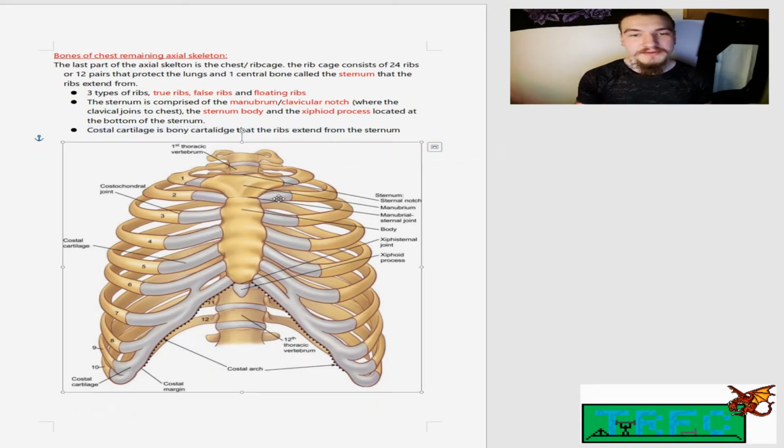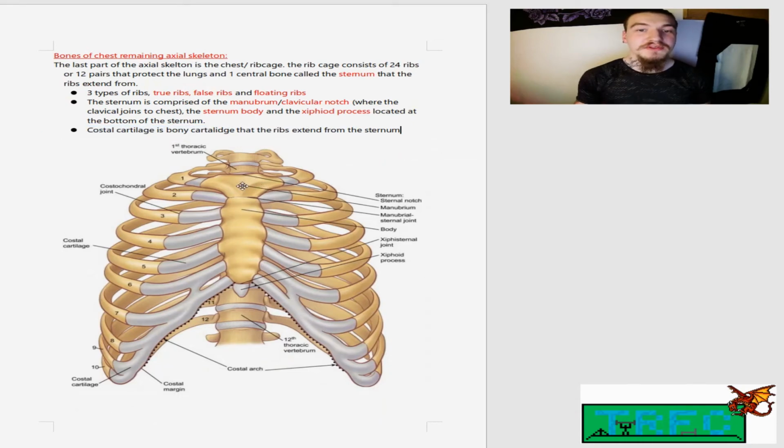is this area here. Now as you can see here, we've got the manubrium, and the clavicle notches, we've got the sternum, and then at the bottom we've got the xiphoid process. Obviously here we have the costal cartilages, and then coming off of that, the actual ribs themselves.